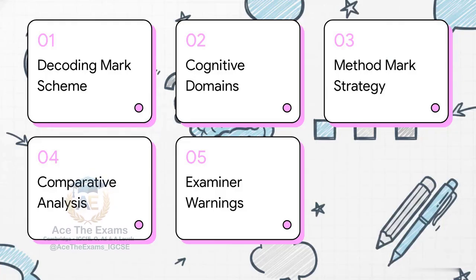All right, let's look at the schematic layout for today's build. Number 1, decoding the mark scheme. Number 2, the 3 cognitive domains. Number 3, the method mark strategy. Number 4, mastering comparative analysis. And number 5, top 3 examiner warnings. Let's put our hard hats on and get straight to work.